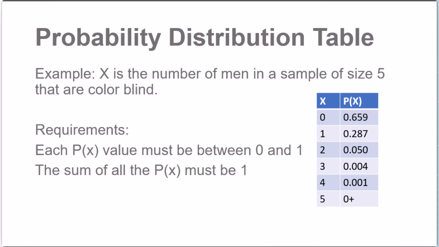So the decimal is less than 0.001. It rounds to lower than that. So that's what that 0 plus means. That also means that if you add up rounded values like this in a table, it might not be exactly 1, but as long as it's close, in this case to 3 decimal places or whatever is relevant to the probability rounding, that's okay too.